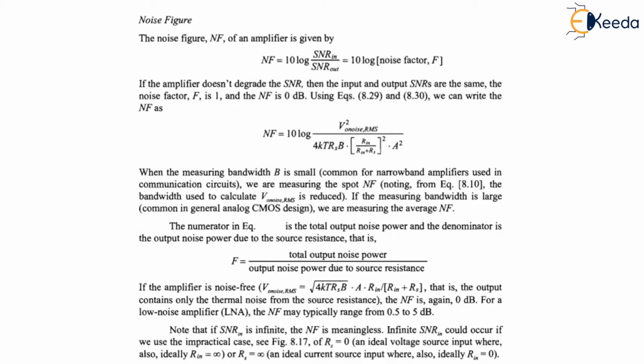So noise figure is simply defined as the total output noise power upon the output noise power due to source resistance. It basically ranges from 0.5 to 5 dB for a low noise amplifier. So this is all about noise figure.